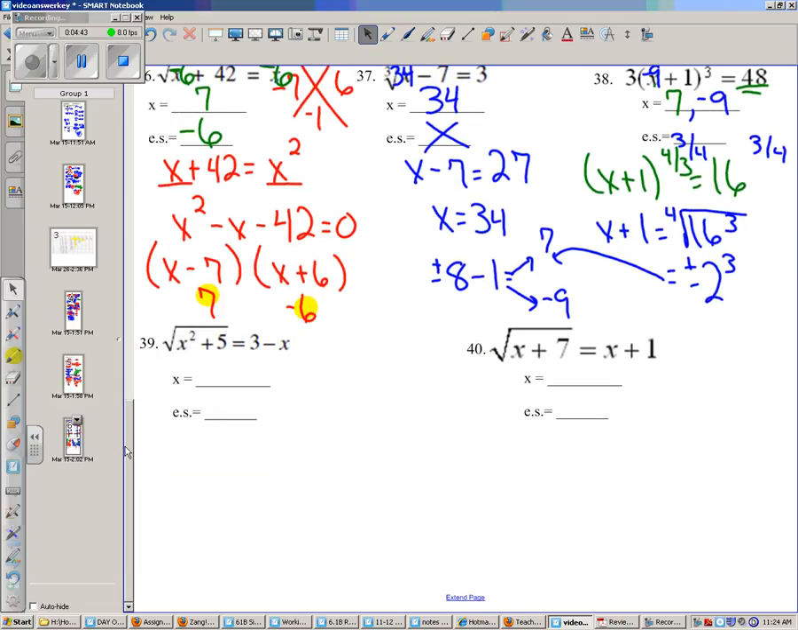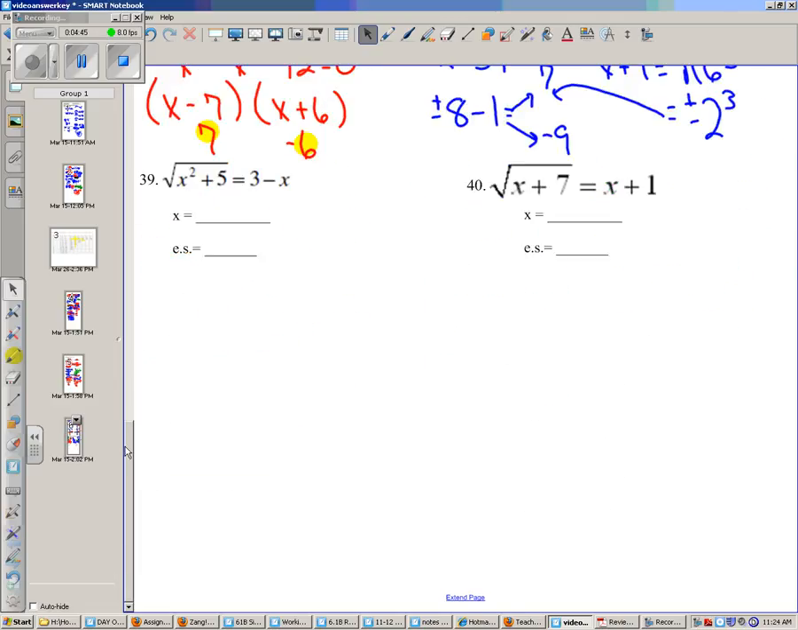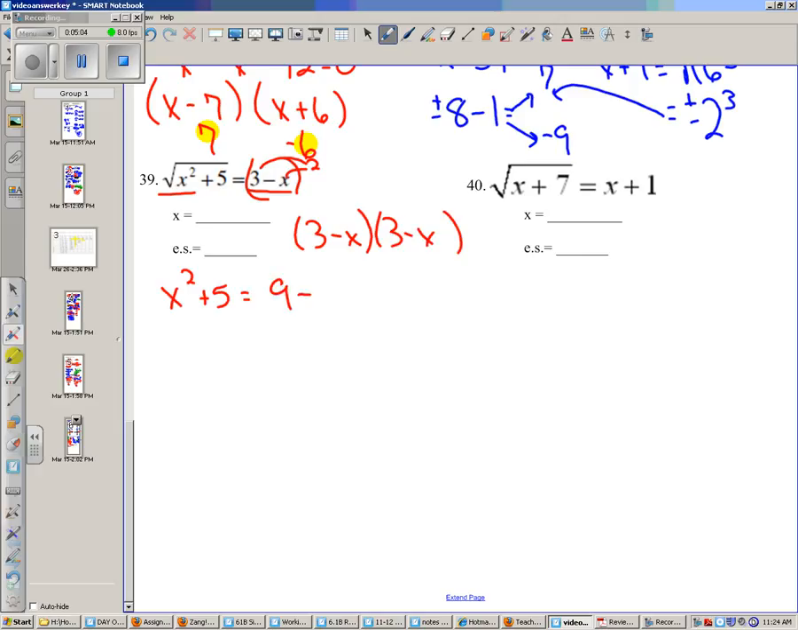All right, last two. 39, to get the x by itself, again, I'm going to have to square both sides. So when I square the left side, I'm just left with x squared plus 5. But then I'm going to square this side. And again, I don't just square the 3 and the x. It means 3 minus x times 3 minus x. So foiling that, I assume you guys know how to do that, so I'm going to quickly do that.